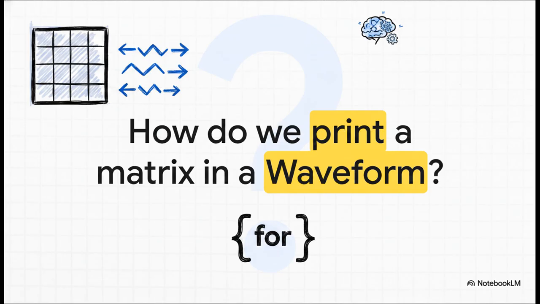Now, the notes cover stuff like matrix addition and multiplication, which is great, but let's dive into a much trickier interview challenge. How do we print a matrix in a waveform, meaning row 0 goes left to right, row 1 goes right to left, row 2 goes left to right, just alternating back and forth all the way down? Take a second. How would your nested loops actually handle this physical change in direction?